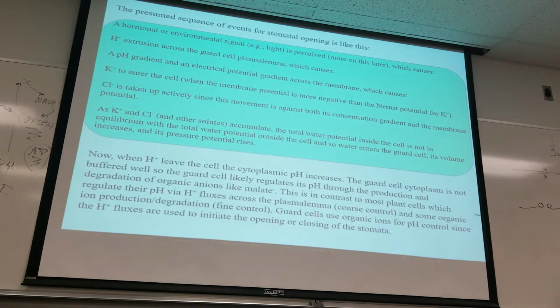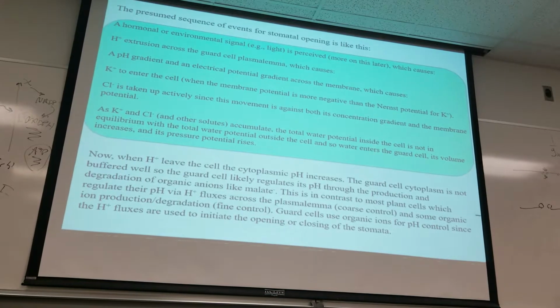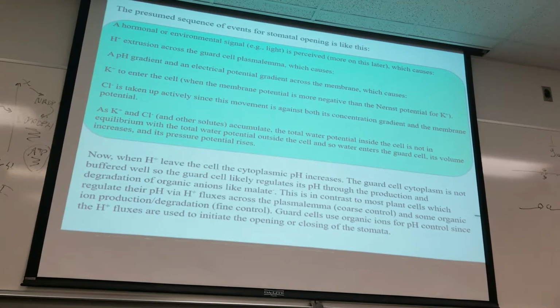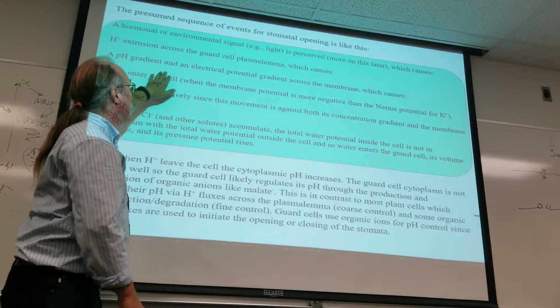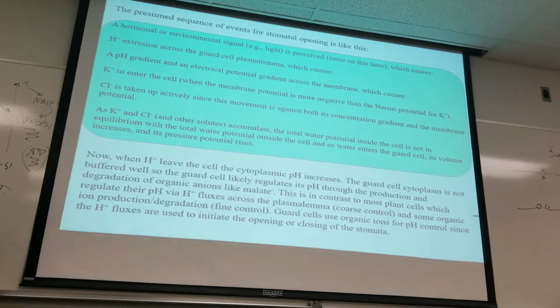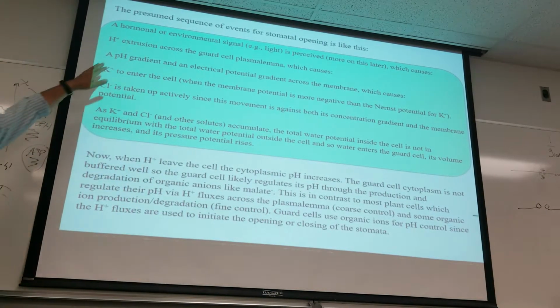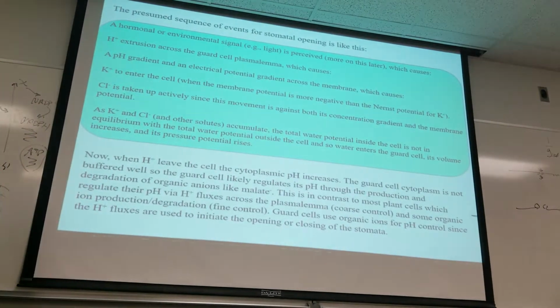That creates a pH gradient across the plasma membrane and an electrical potential difference across that membrane because you're pumping a positive charge from inside to the outside. So that pH gradient, electrical potential gradient is set up by pumping the proton. And this proton extrusion is what requires energy.